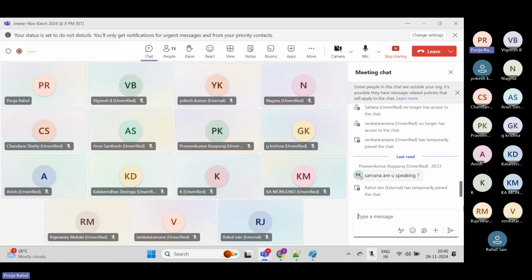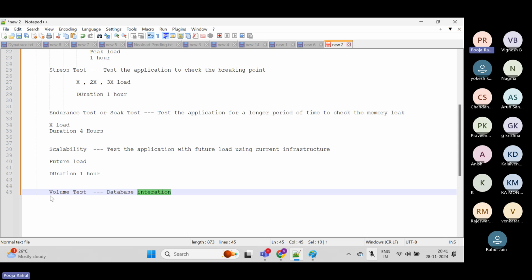Under a normal scenario, there is no point in doing volume testing, where your intention is not to check the data interactions with the database. Since we are doing more interaction with the database, to see whether degradation is happening, that level of scenario means you do a volume test. So you will identify a scenario with more database interaction, and run the test for 1 hour.